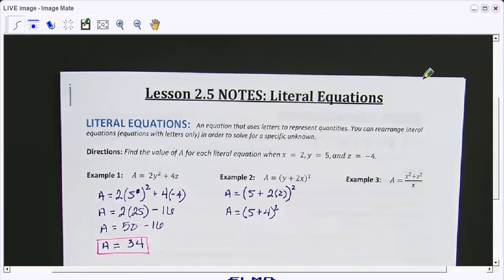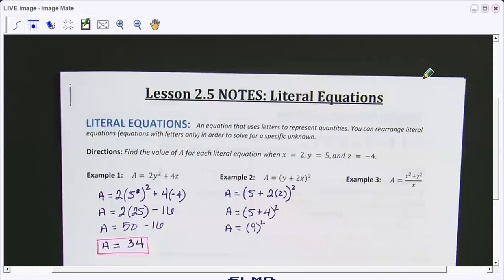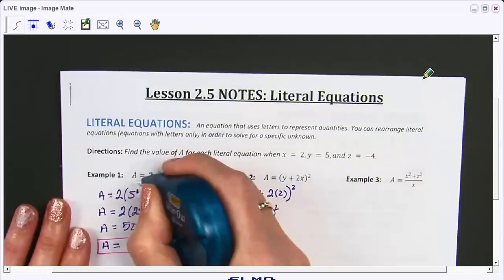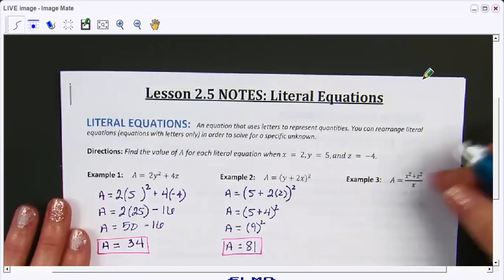Now we finish what is in parentheses. 5 plus 4 is 9. And then 9 squared is 81. All right, what I would like for you to do now is go ahead and plug in the values into the next equation.